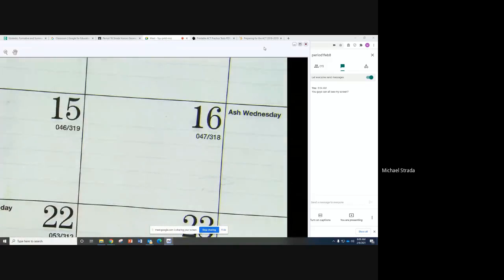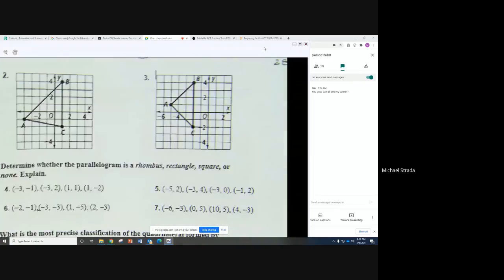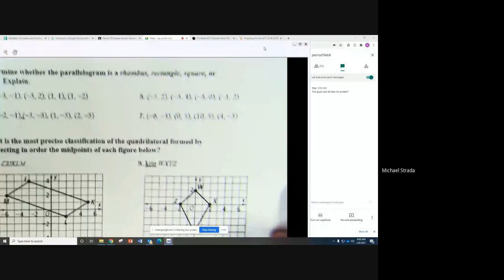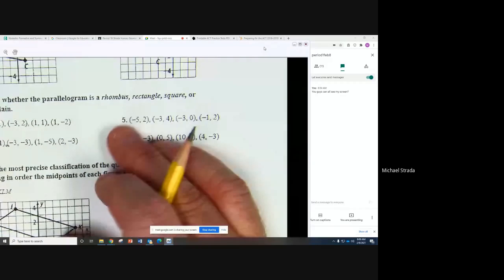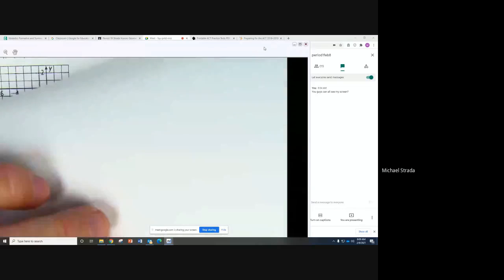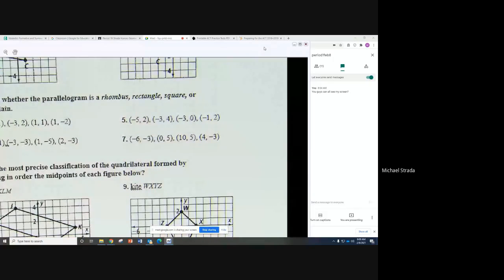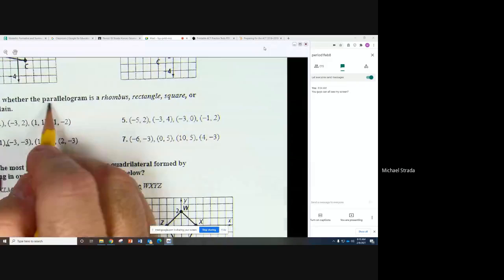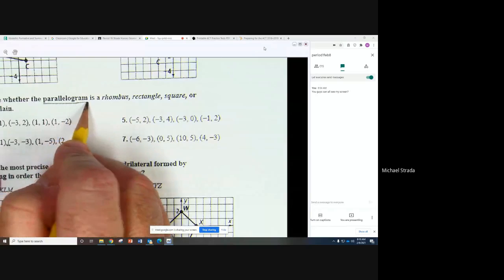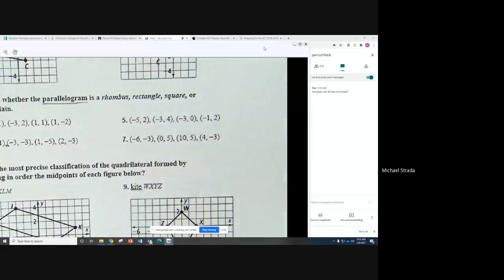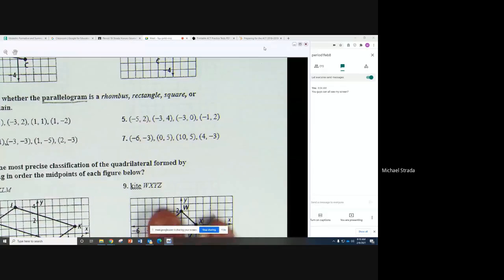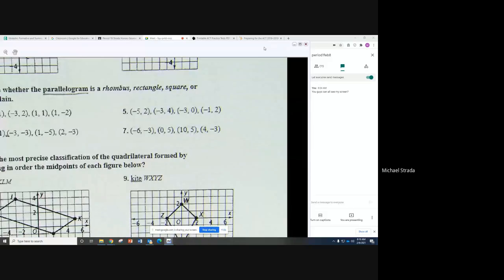Okay. Pretty good? All right. Three more, actually. So number 4. Determine whether the parallelogram is a rhombus, rectangle, square, or none. Explain. So I got -3, -1, -3, 2, 1, 1, and 1, -2.